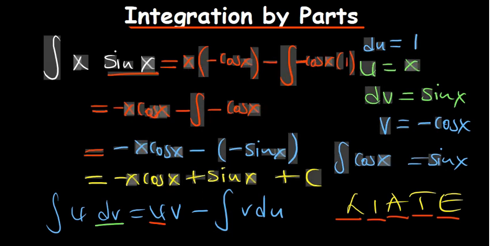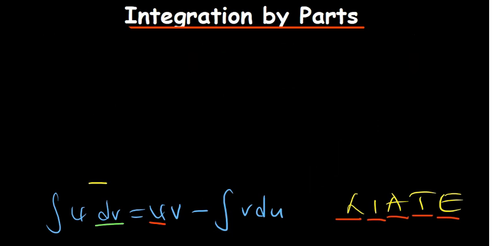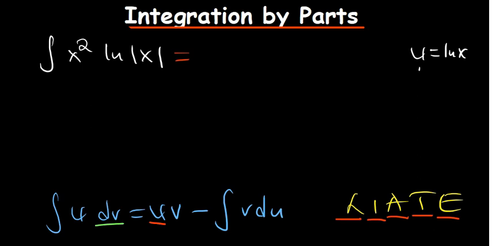Okay, let's move on. Let's say we have the integral of x squared natural log of x. In this case we have natural log, which is log, so it's going to be our u. So our u is natural log of x. The remaining part is of course dv. So our dv is x squared, right?